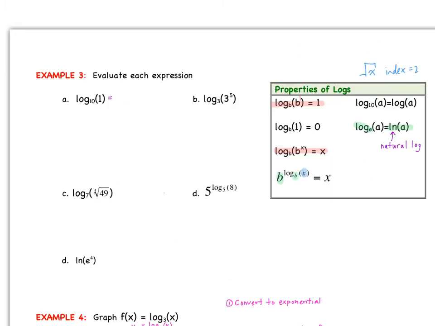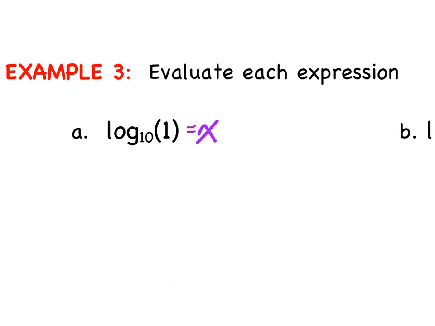As we go through these examples, if it says to evaluate each expression, I can certainly just set each of these equal to x, and then we can make some conversions, all right? Or we could use some properties. So I'll show you both ways, okay? So this first one, I'm going to zoom in, all right? Log base 10 of 1 equals x. Well, we can convert, okay? If we convert, we get 10 to the x equals 1.